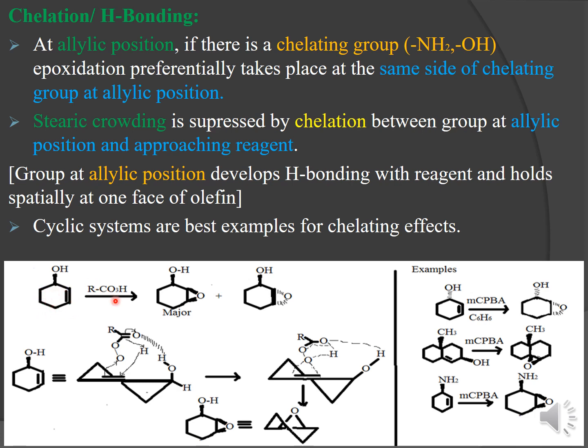cyclohexanol compound, and if we are treating it with the peracid, we result in two products. If there is a front attack, you will get the major product. If it is a back attack, it is your minor product. In the chelation case this takes place, whereas in the previous slide which I have shown, the back attack is acting as the major product.